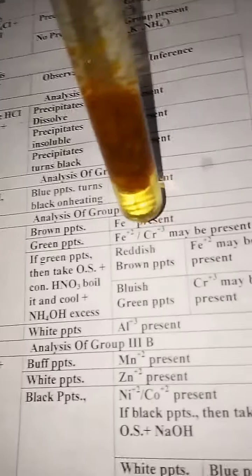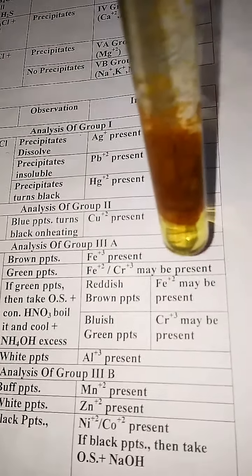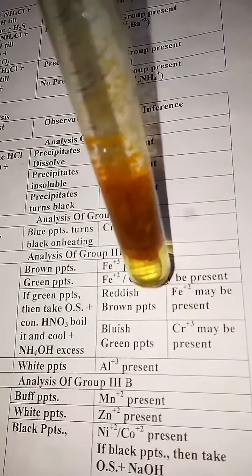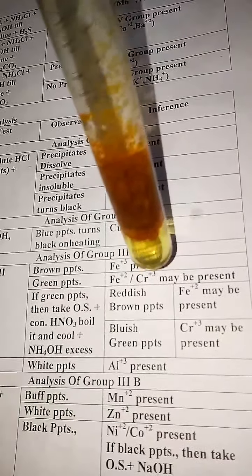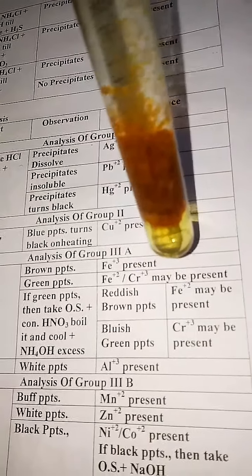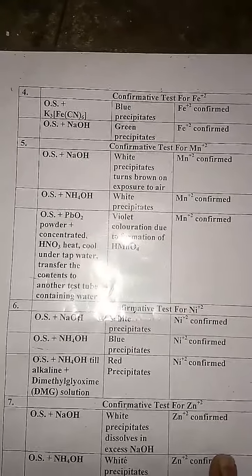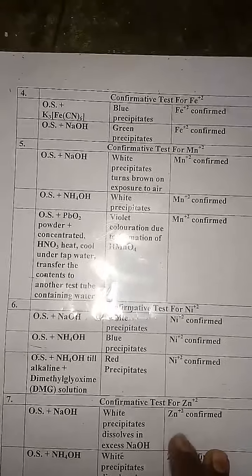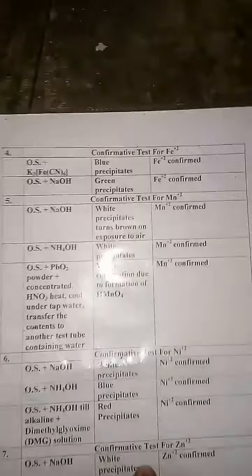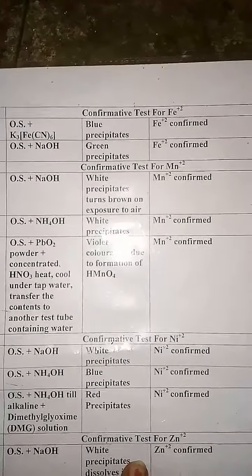So in this test, see what we have. If reddish brown precipitates, then Fe+2 may be present. Here we get reddish brown precipitates, so we infer that Fe+2 may be present. From the group analysis, we find that Fe+2 is present. But Fe+2 is still not confirmed, so we have to do a confirmatory test for Fe+2.